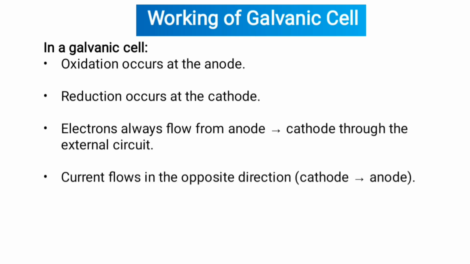Now, working of galvanic cell. My dear student, in a galvanic cell, oxidation occurs at the anode, reduction occurs at the cathode. Electrons always flow from anode to cathode through the external circuit. Current flows in the opposite direction, from cathode to anode.